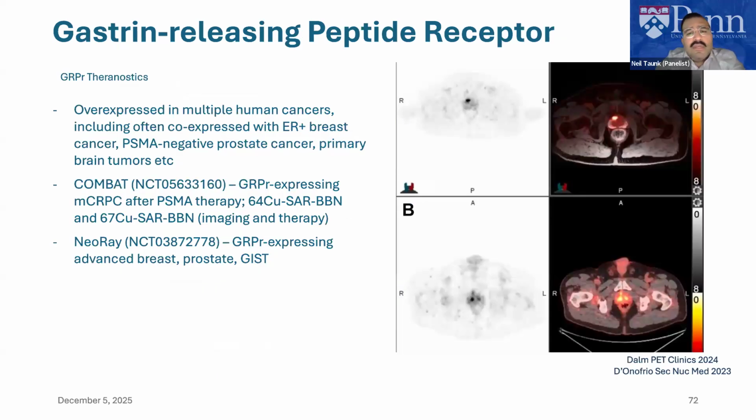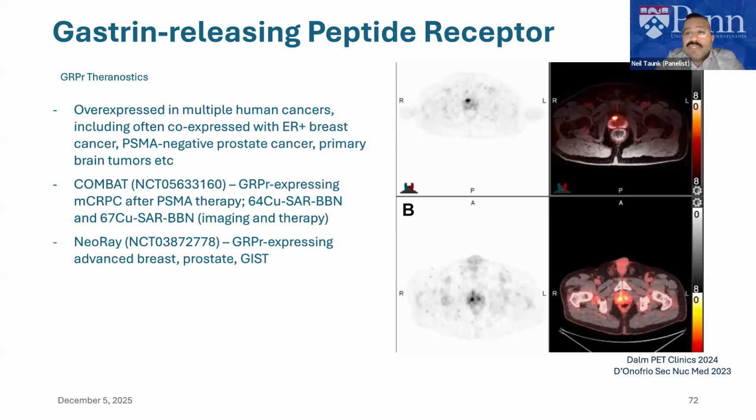CCK2, and others. So let's focus on a couple specific ones that are of particular interest that you may hear about sooner rather than later. The GRPR, the gastrin-releasing peptide receptor, is expressed in multiple human cancers, including ER-positive breast cancer, PSMA-negative prostate cancer, primary brain tumors, and then multiple midgut tumors. And then in several early phase studies, the GRPR receptor can be imaged, but can also be drugged.